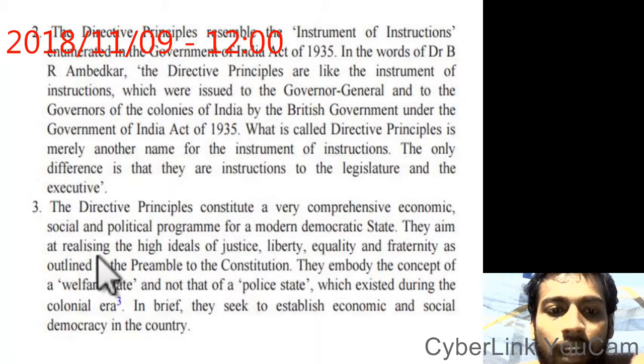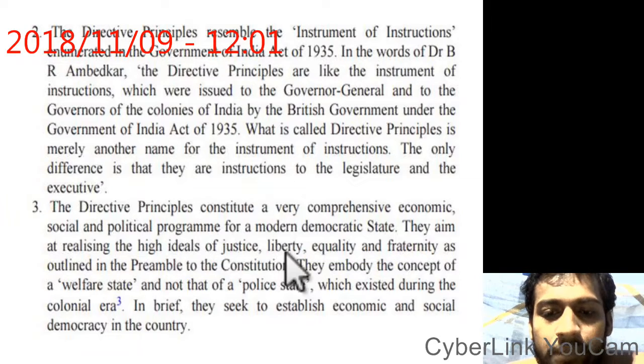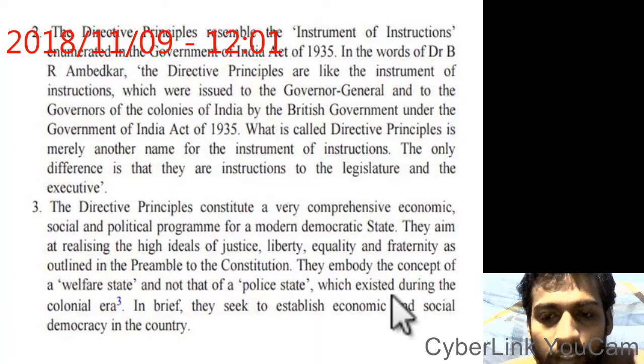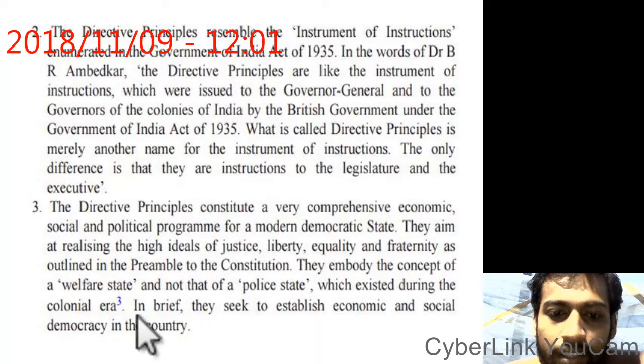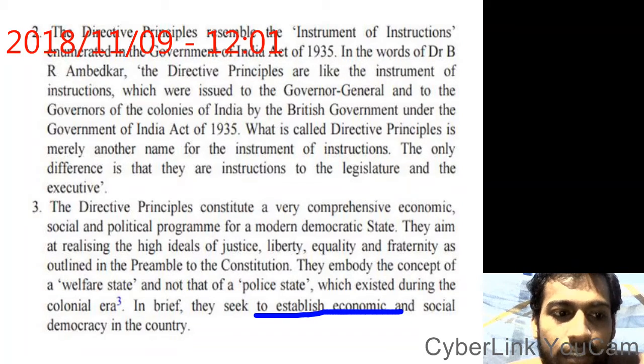They aim at realizing the high ideals of justice, liberty, equality and fraternity as outlined in the Preamble of the Constitution. They embody the concept of a welfare state and not the police state which existed during the colonial era. In brief, they seek to establish political and social democracy in the country.